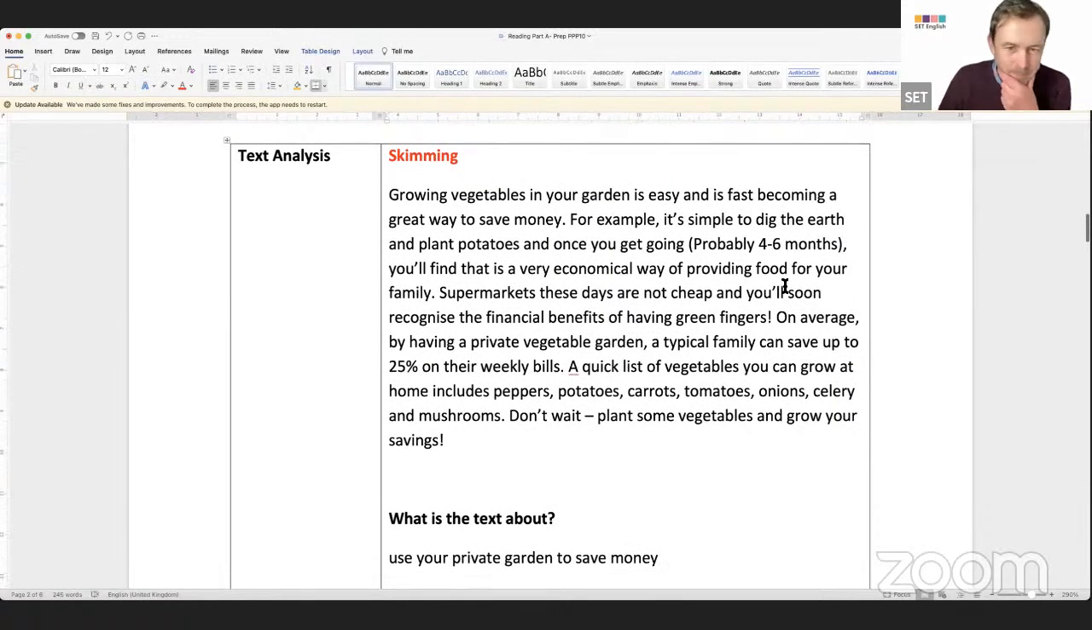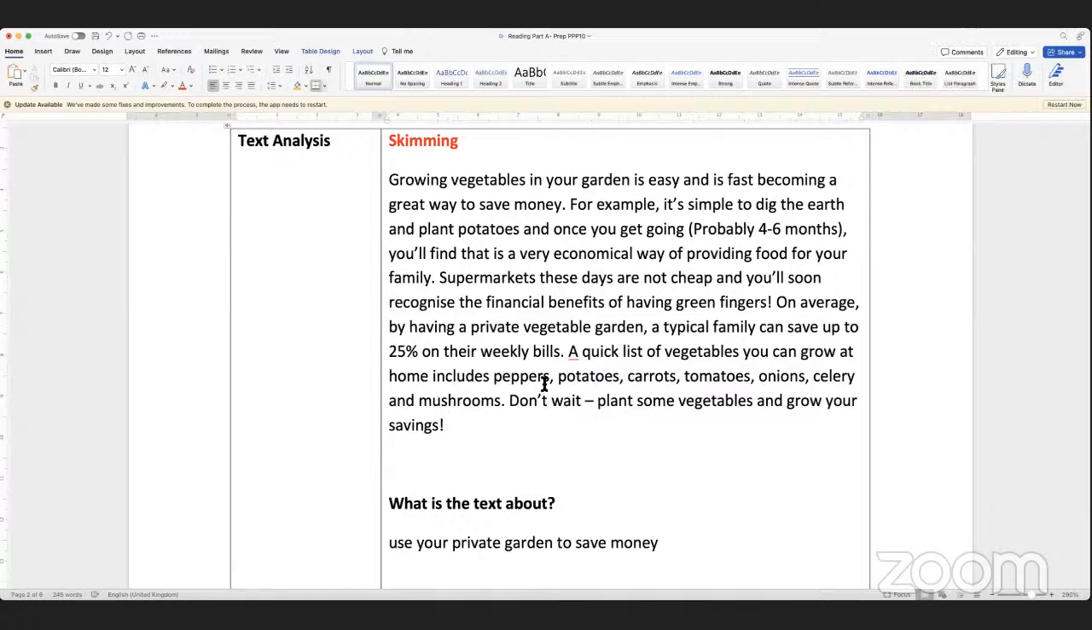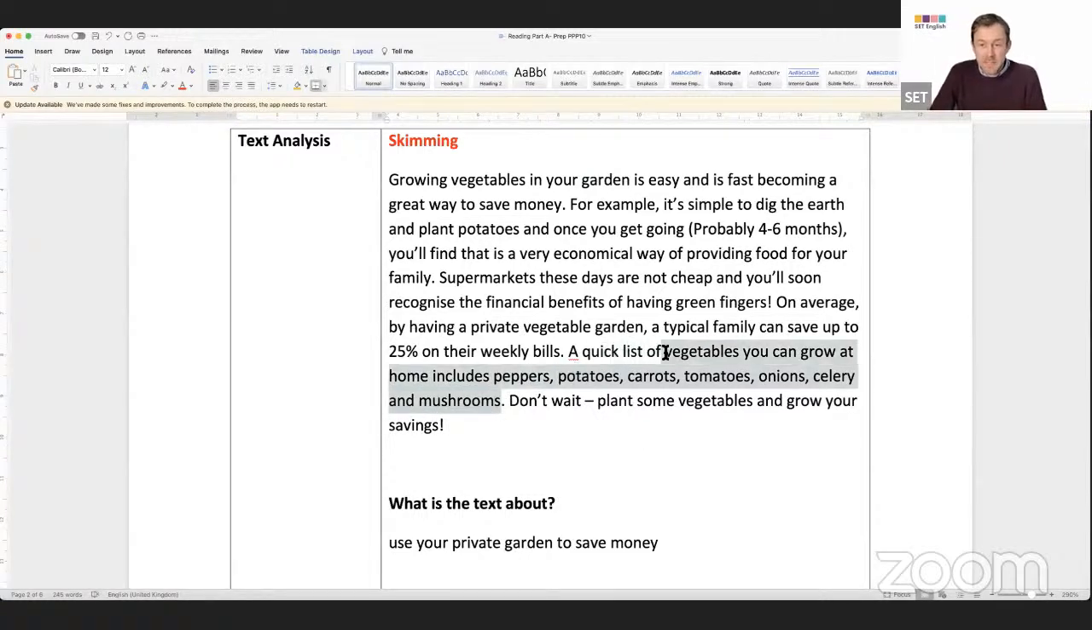Okay, let's look at the text again. You're absolutely right. Private garden, we've got garden here, we've got growing vegetables. Now, I was thinking that some people might say it's about growing vegetables. Well, it is true. There's loads of stuff to do with vegetables in here. We've got vegetables here, vegetables there, potatoes as well. We've got the word vegetable here as well. There's no doubt that it is about vegetables.